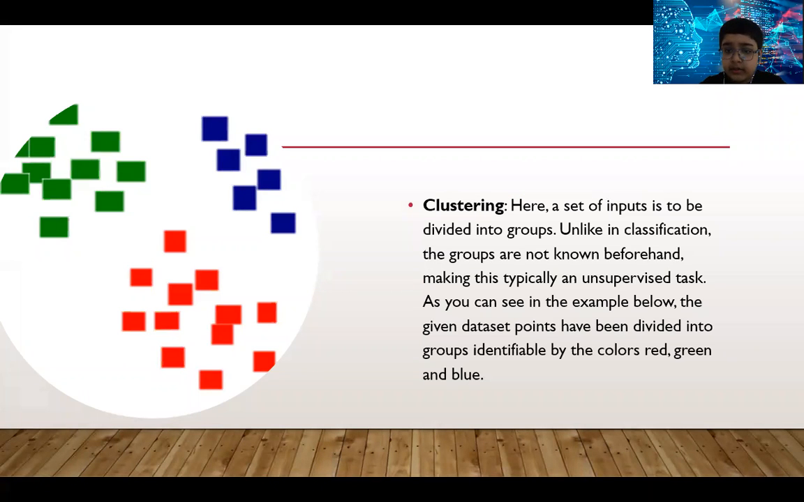Clustering. Here, a set of inputs is to be divided into groups. Unlike in classification, the groups are not known beforehand, making this typically an unsupervised task. As you can see in the example below, the given dataset points have been divided into groups, identifiable by the colors red, green, and blue.